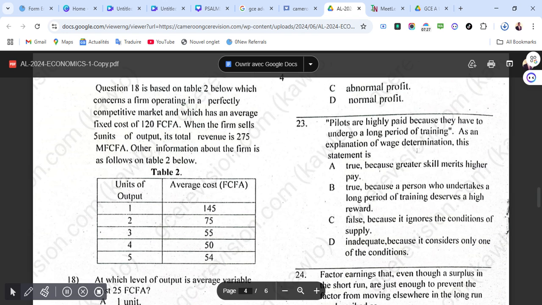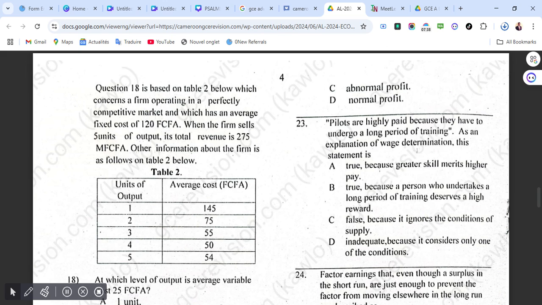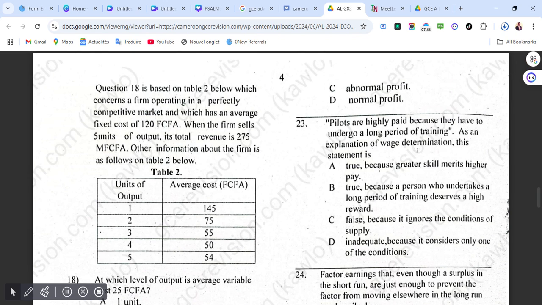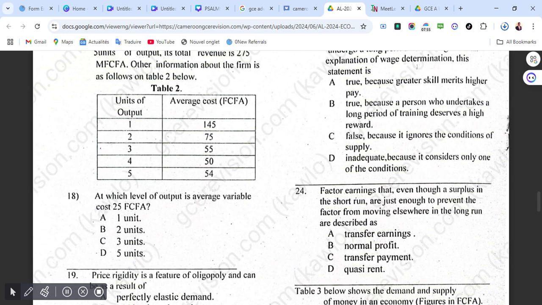Question 18 is based on table 2 below, which concerns a firm operating in a perfectly competitive market and which has an average fixed cost of 120 francs. When the firm sells 5 units of output, its total revenue is 275 million francs. Other information about the firm is as follows on the table 2 below.